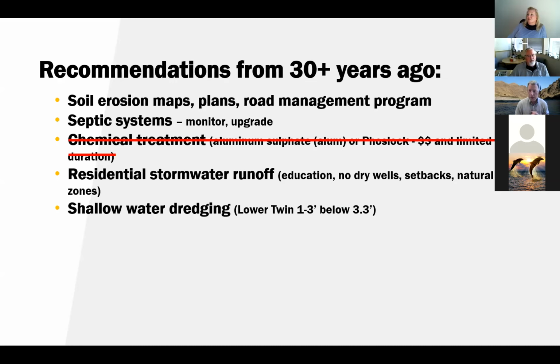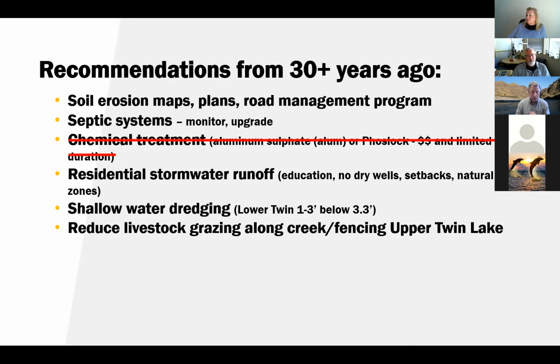Okay, then there's this shallow water dredging, and the idea here was to dredge below 3.3 feet because that's where the accumulation of the fine material had occurred. And this was recommended for Lower Twin Lake, and removal of 1 to 3 feet of that slurry that had accumulated, but across the entire lake. This was also a very expensive proposition just because of the amount of material removed and that needed to be stored.